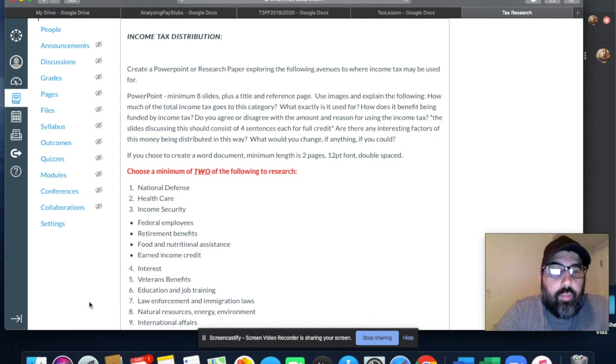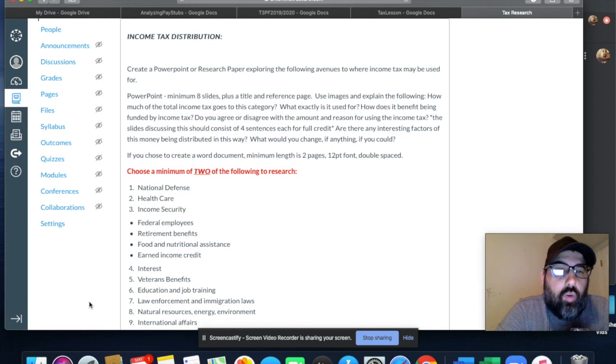Now, the second part, a little bit more of your assignment, is going to get into talking about the amount of money that goes towards these things. And I want you to look into some specifics. So the way that your assignment is set up in Canvas, create a PowerPoint or research paper. Most people tend to do a slideshow, Google Slides, that type of thing. Either way would be fine, slides or a research paper, either one's fine with me. If you do the PowerPoint, minimum of 8 slides plus title and reference, so you'll have 10 slides total. Use images and explain the following.